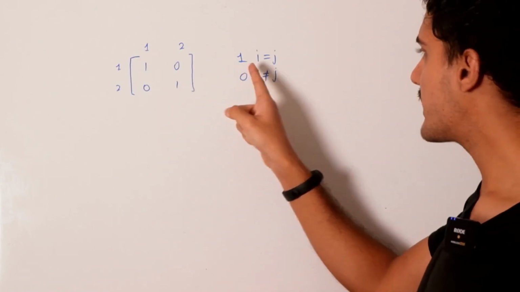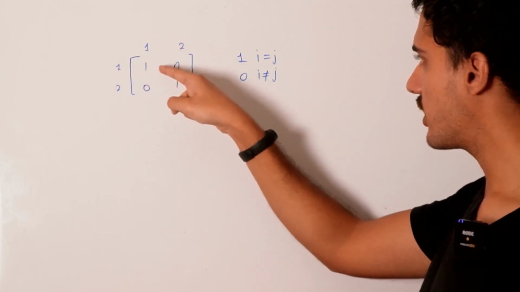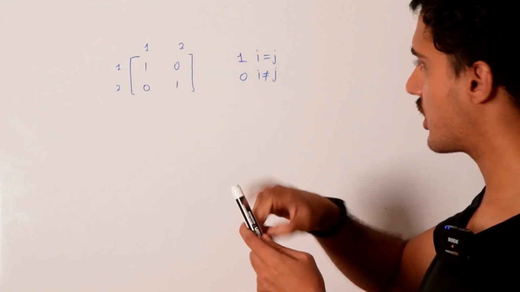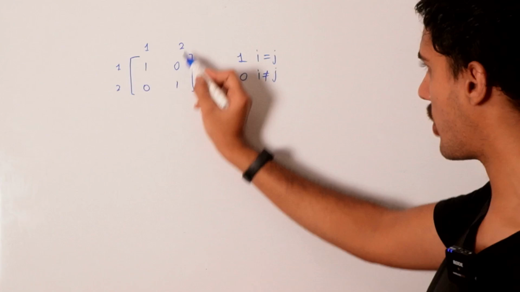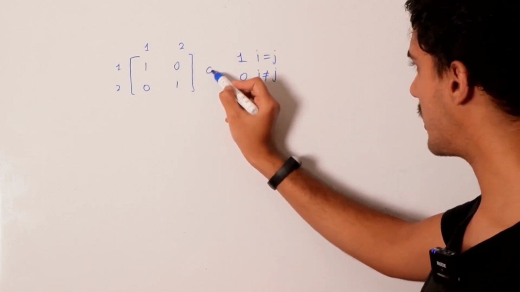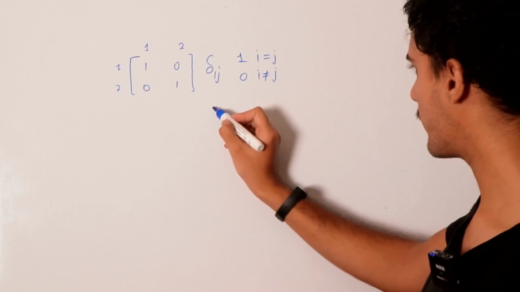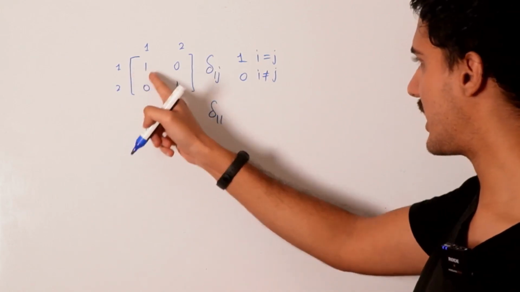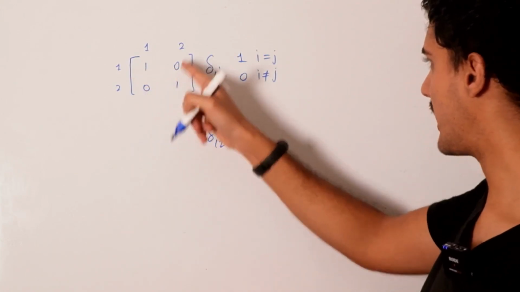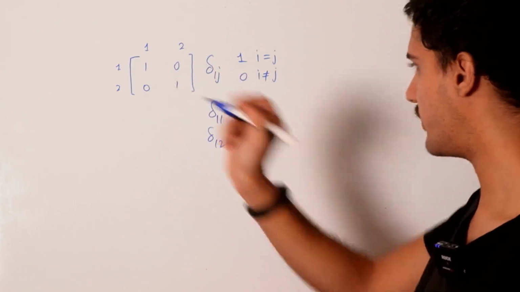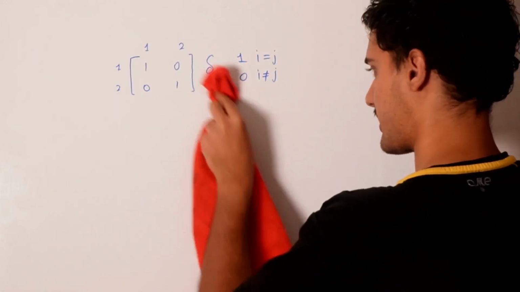How is it defined? It's 1 when i equals j, so this is i and this is j. So when 1 equals 1, it's 1. When 1 and 2, when we are talking about the element which is here, denoted by 1 comma 2. So let's define this symbol delta ij. So this is delta 1 1, that's 1. Delta 1 2, that's this one, that's 0 because i is not equal to j, and then we get this matrix. Now the question is, what is the opposite of this matrix?